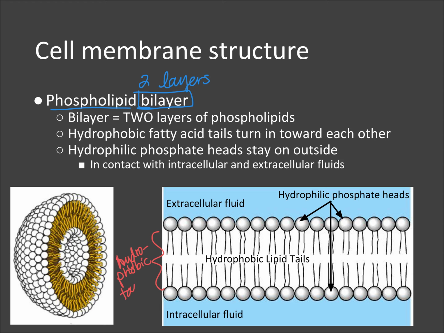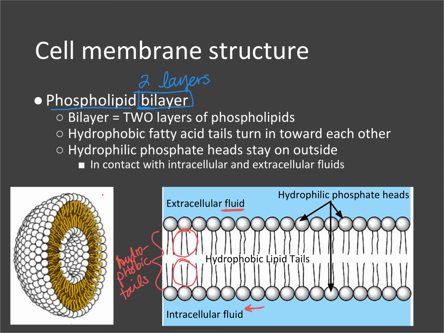And remember that something that's hydrophobic is going to be repelled by water, turned away by water. So if we have extracellular fluid outside the cell and intracellular fluid inside the cell, then those tails are going to be repelled by that water. So they're actually going to turn away from the fluids and they turn in towards each other. So this is the hydrophobic tail of one phospholipid. These are the hydrophobic tails of another phospholipid.